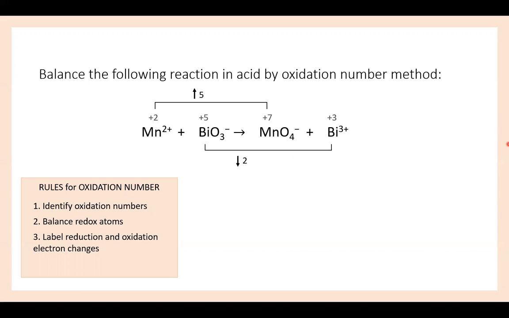We need the same number of electrons being exchanged. So the least common multiple between 5 and 2 is going to be 10, which means to the manganese series, we'll multiply by 2. So 2 Mn2+ and 2 MnO4-. To the bismuth series, we'll multiply by 5. This balances the total number of electrons exchanged.